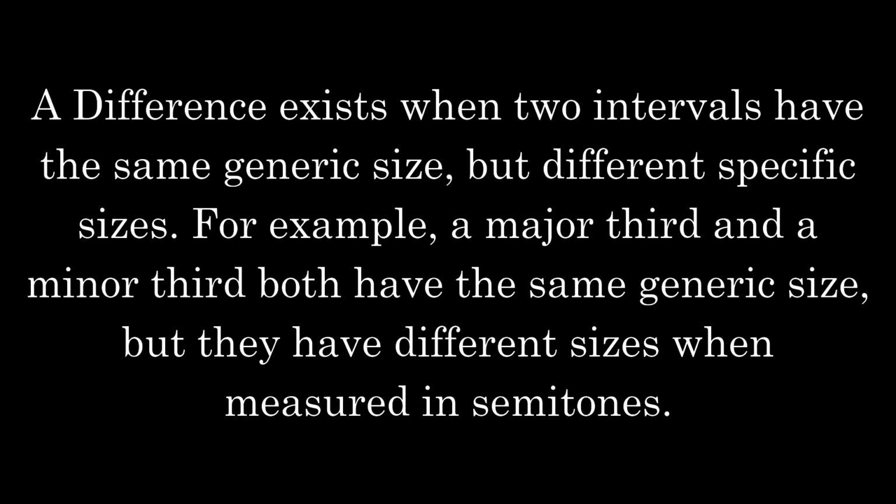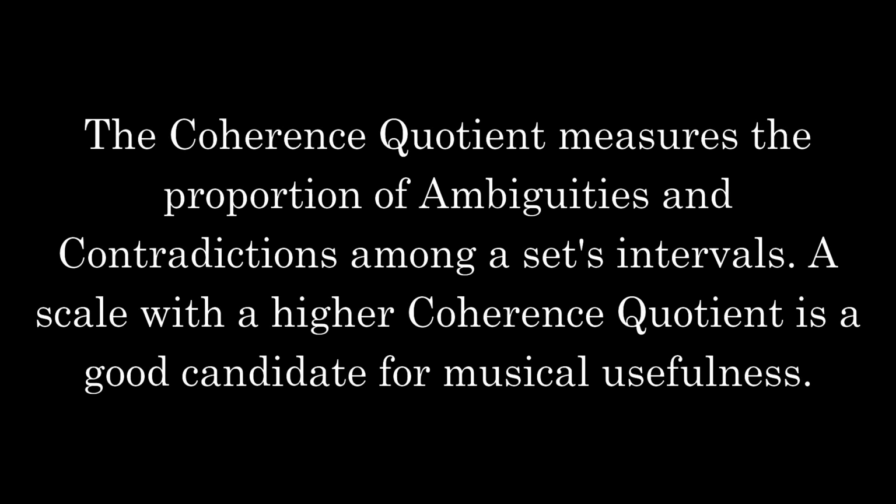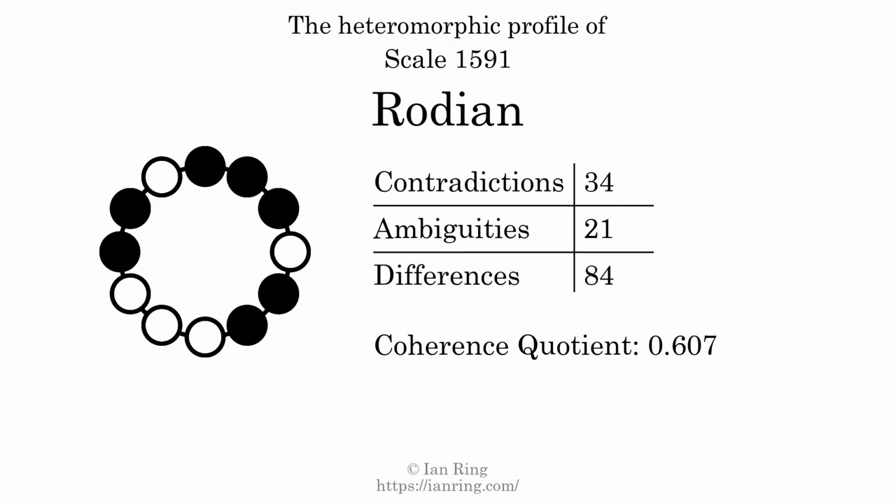A difference exists when 2 intervals have the same generic size, but different specific sizes. For example, a major third and a minor third both have the same generic size, but they have different sizes when measured in semitones. The number of differences in this scale is 84. The coherence quotient measures the proportion of ambiguities and contradictions among a set's intervals. A scale with a higher coherence quotient is a good candidate for musical usefulness. The coherence quotient is 0.607.